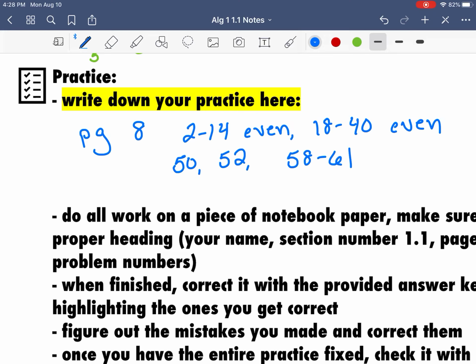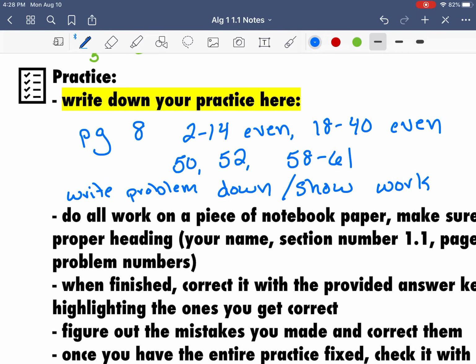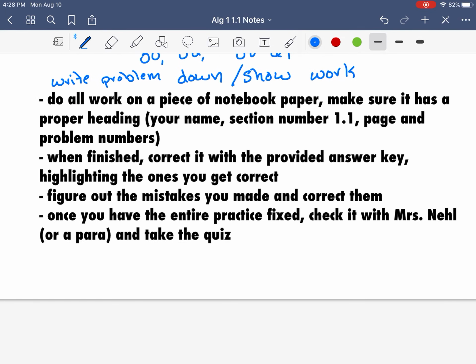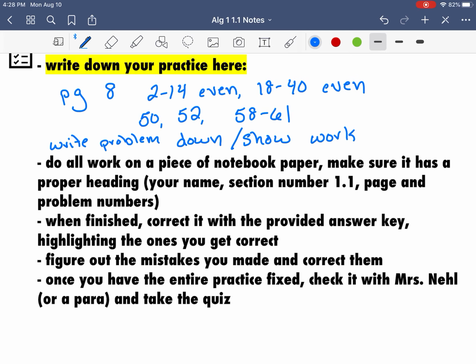Again, remember, proper practice: write the problem down and show your work. You will be redoing it if you don't write the problem down and do not show adequate work. So it's easiest if you just do it right the first time. The directions are right here. Do all work on a separate piece of notebook paper. Make sure it has a proper heading. The heading should have your name, the section number, it's 1.1, and page and problem numbers.